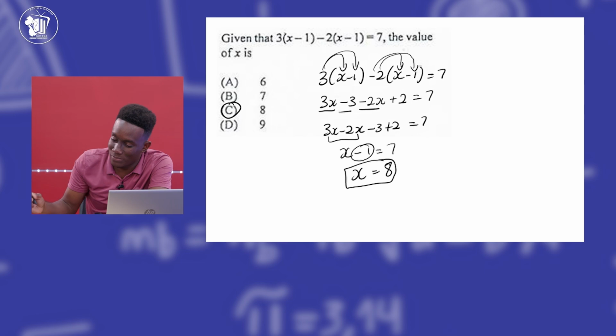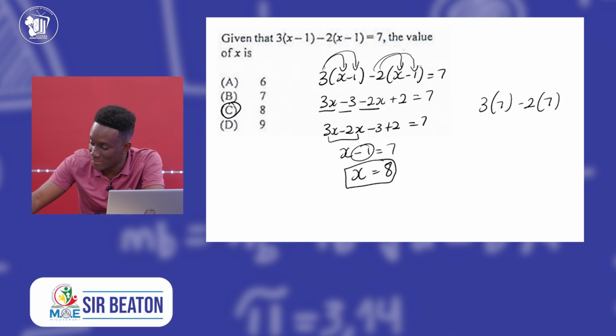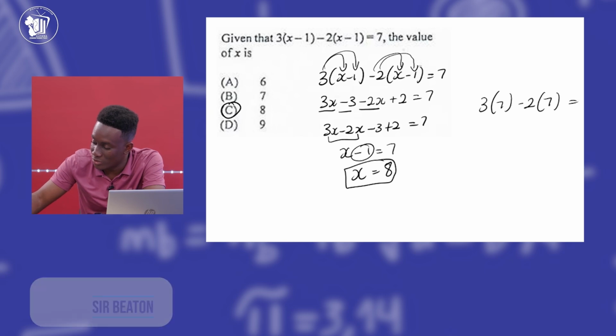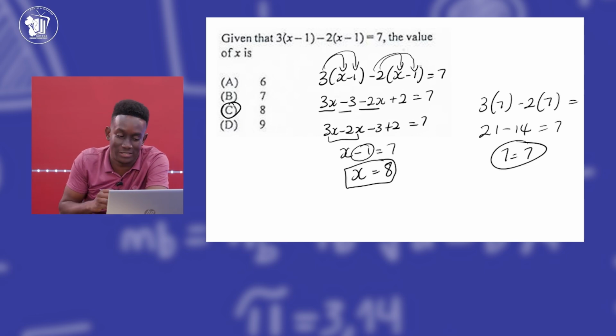If I want, I can check my answer. So I know it's 3 multiplied by x minus 1. In this case, x is 8. 8 minus 1 would be 7. Subtract 2 multiplied by x minus 1, which in this case would be 8 minus 1, which would be the same. 7 is equal to 7. So let's see. 3 times 7 is 21, minus 2 times 7 would be 14. So 21 subtract 14 will give me 7 is equal to 7. So indeed our answer is 8.